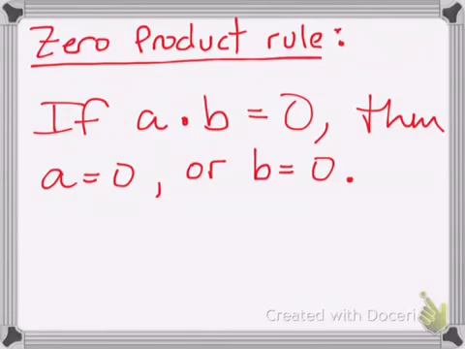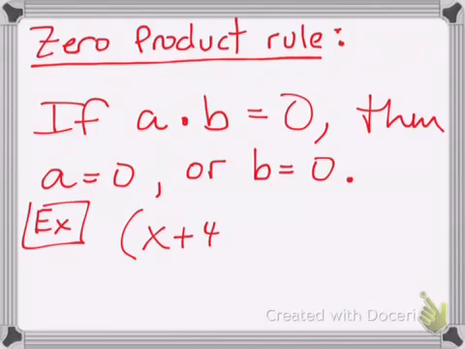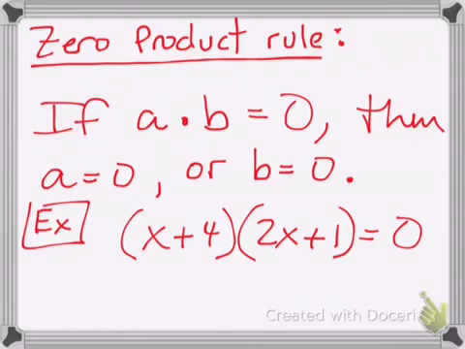So what if we extended that to something like this? What if we had this expression, x plus 4 times 2x plus 1 equals 0? How many things are being multiplied here? 2 things, right? I've got this thing and I've got this thing. So how would I make a direct application of this problem to the zero product rule? One of these 2 things has to be 0, right? Either this thing has to be 0 or this thing has to be 0.